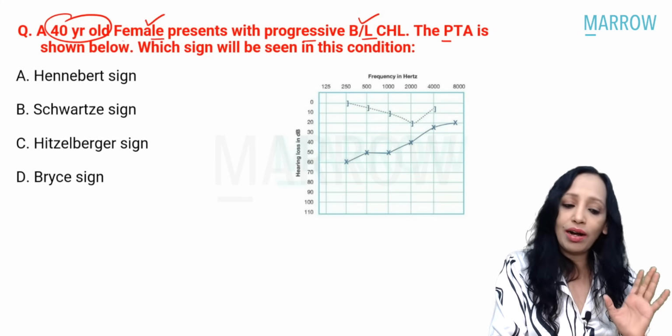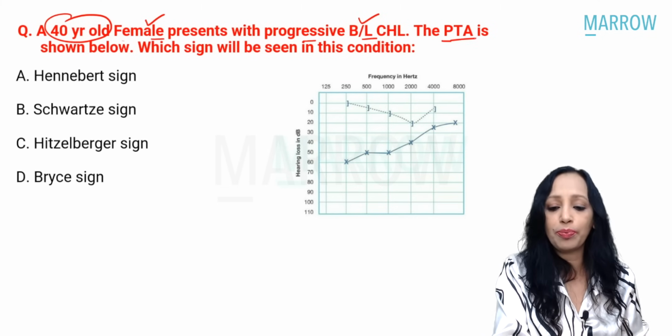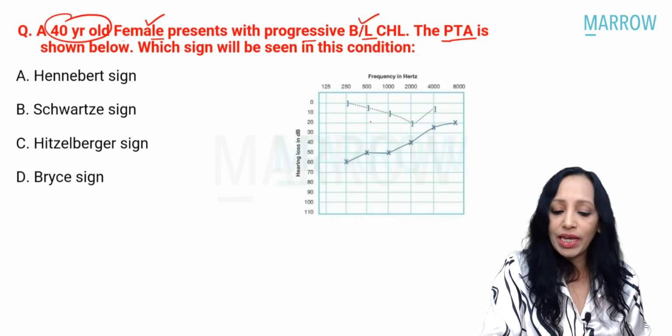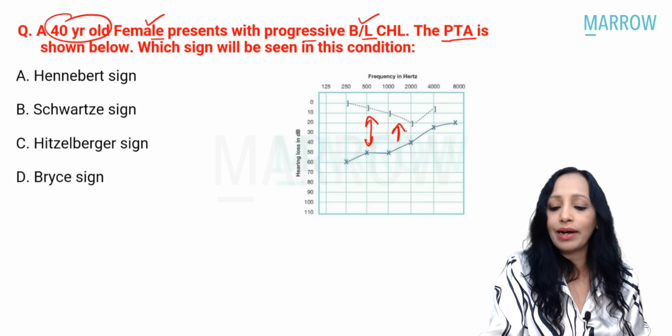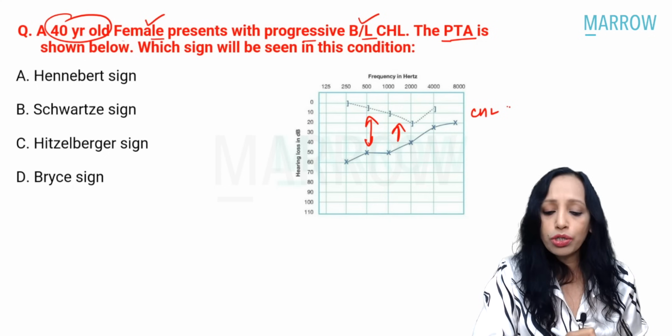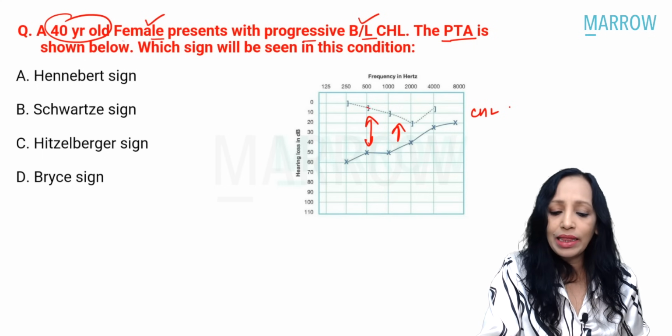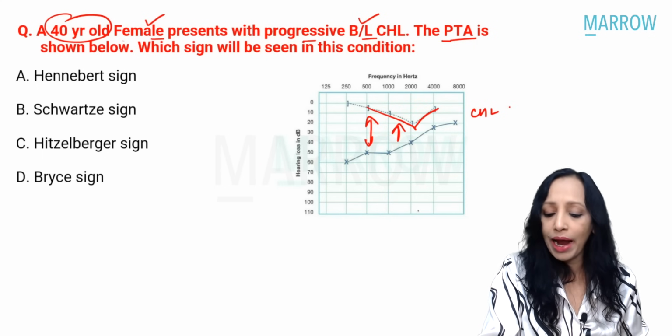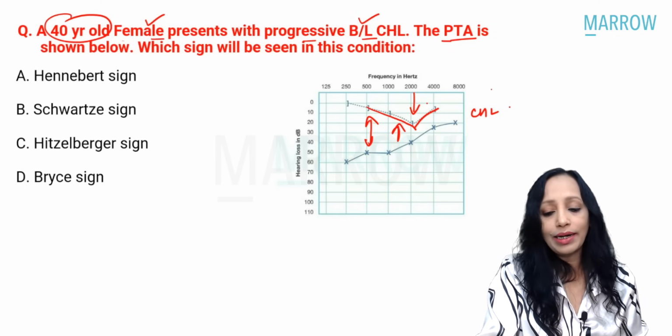So yes, we are suspecting otosclerosis. Let us see what the pure tone audiogram is showing. Yes, we can see an AB gap. AB gap means that there is a conductive hearing loss. Also, what we are seeing is that in the bone conduction, there is a dip at 2000 hertz. Yes, that is the Carhart's notch.